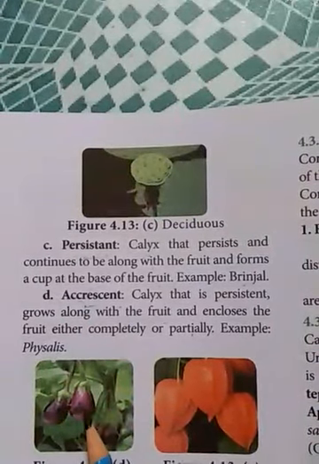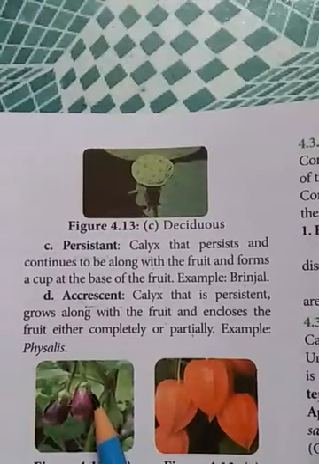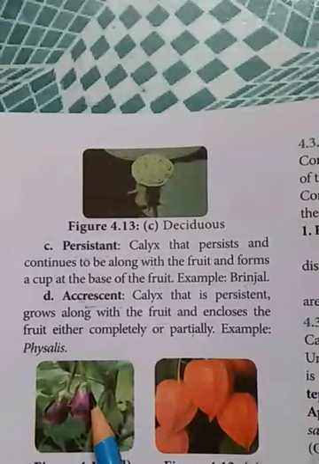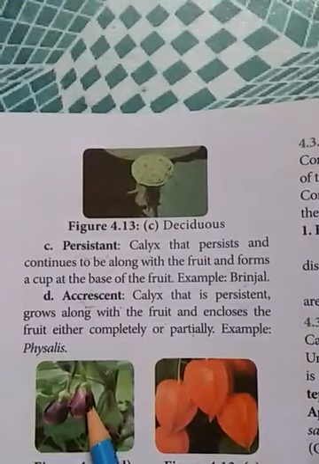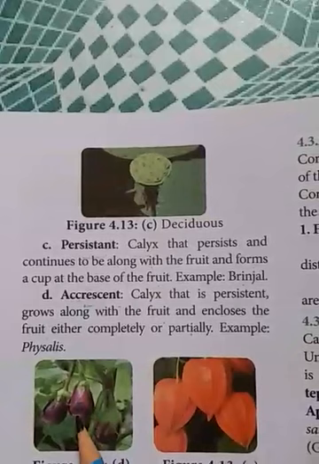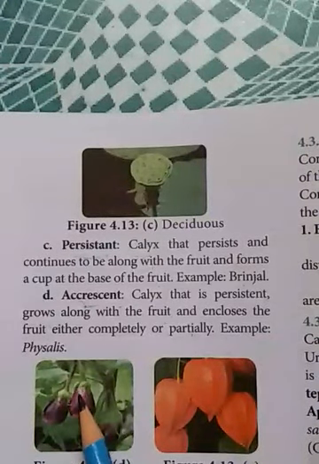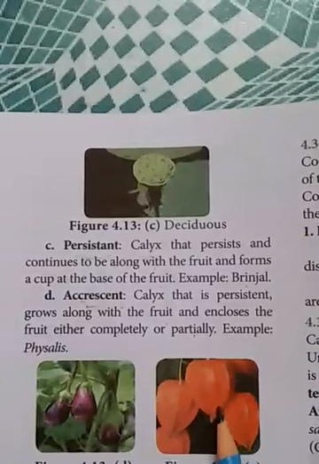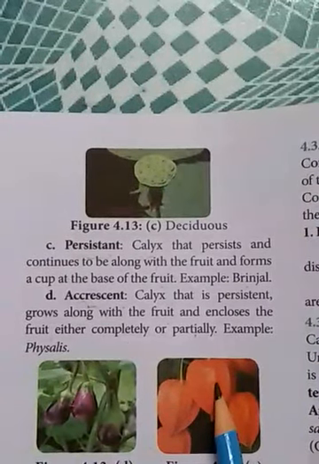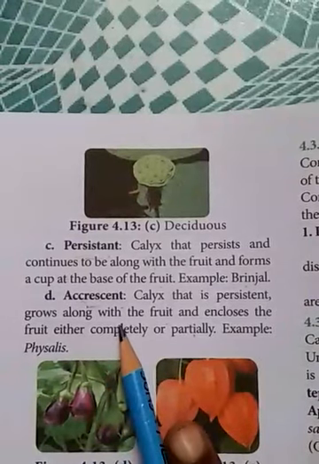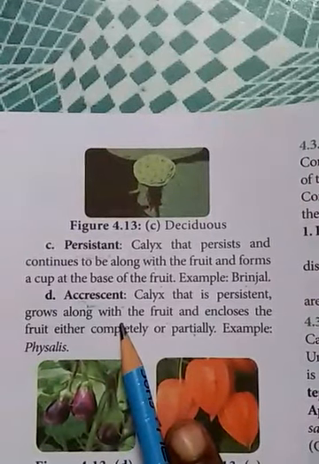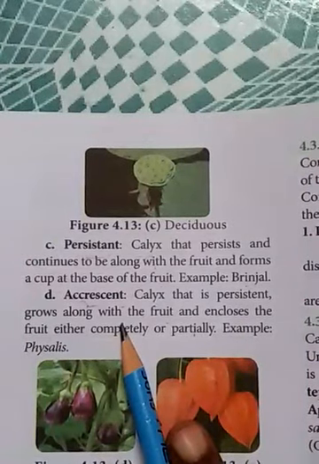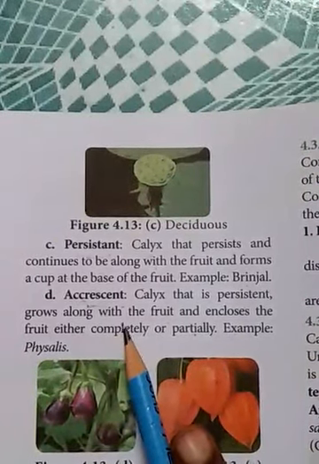So here you can see this is the brinjal. Here you can find the calyx is present on the top, forming a cup-like structure. This is the persistent type. Okay, here the calyx is not growing along with the fruit. But in accrescent, the calyx also grows along with the fruit and it encloses the fruit within it. Then it is called the accrescent. So based on the duration of the calyx, we have studied four types. They are caducous, deciduous, persistent and accrescent.